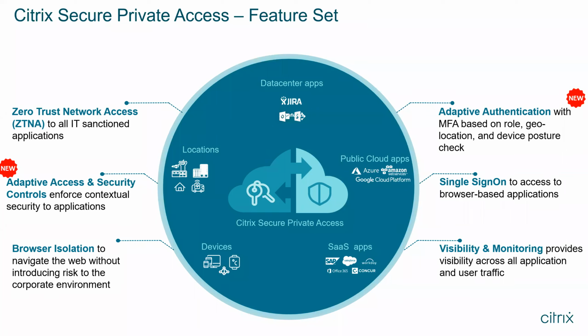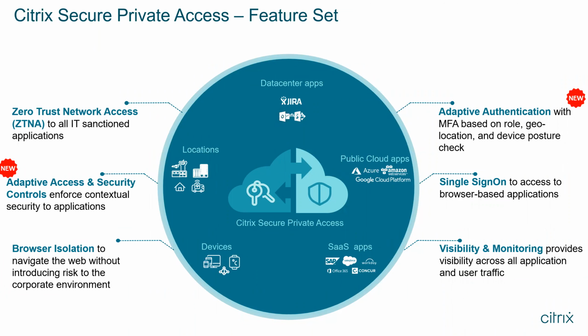And then the visibility and monitoring goes back to the Citrix Analytics, where we can get the visibility across all of our application traffic as well as the user traffic, rate those users and basically determine the security vulnerability risk of those users.